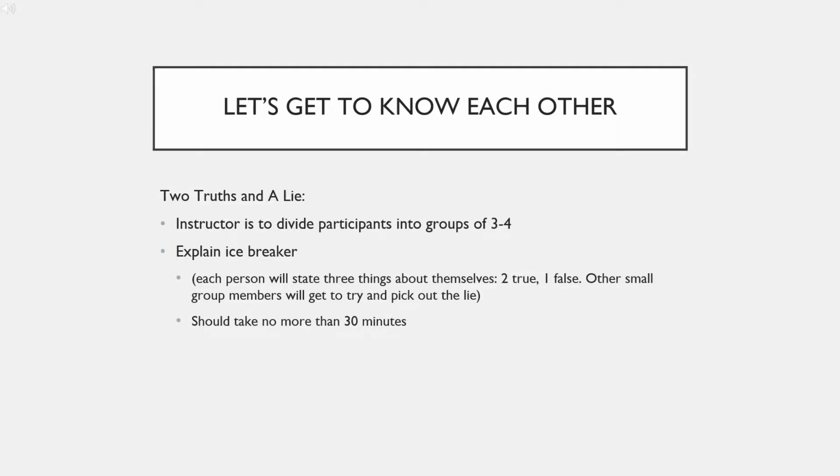Here the instructor will break the group up into smaller groups of between 3 to 4 participants and go over the icebreaker in detail. 2 truths and a lie is a pretty simple and easy way to get to know someone. Each small group member will say 3 things about themselves. 2 will be true and 1 will be a lie. The rest of the group members will try to determine which one of the things was a lie. This should take no more than 30 minutes to complete.